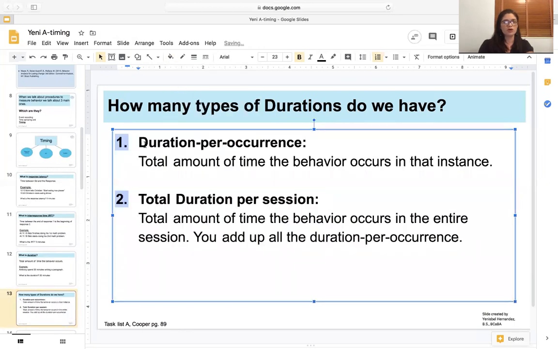So for duration per occurrence, we have the total amount of time the behavior occurs in that instance, right? So the child is writing and the total amount of time that he spent writing at that particular moment. Total duration per session is the total amount of time the behavior occurs in the entire session, so you add up all the durations per occurrence. Do we have any questions about it?